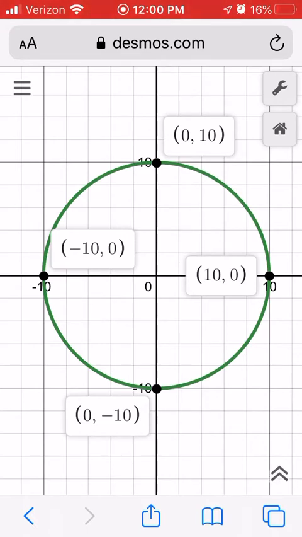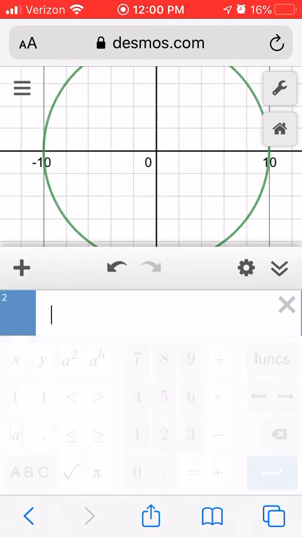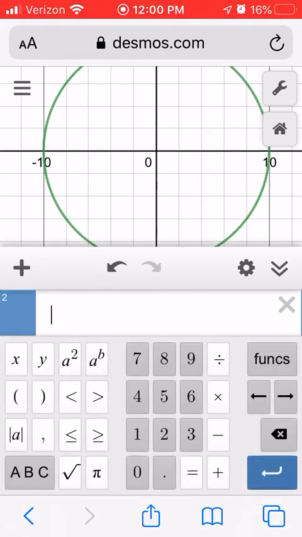Also, something I want y'all to take note of is if I ask you, is a circle a function? The answer is no. A circle is not a function because a function has to pass the straight line test.